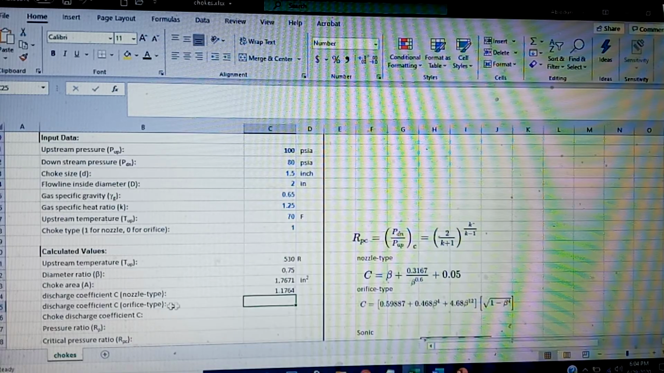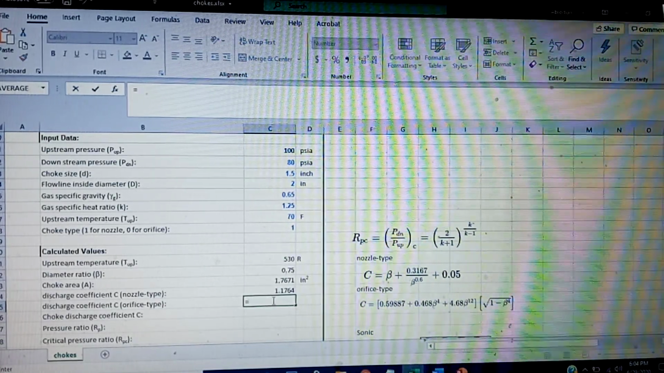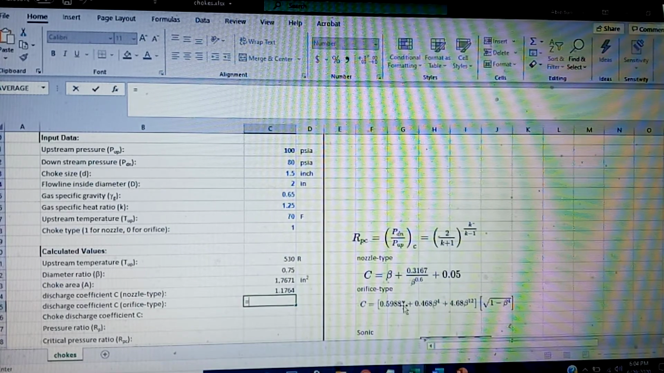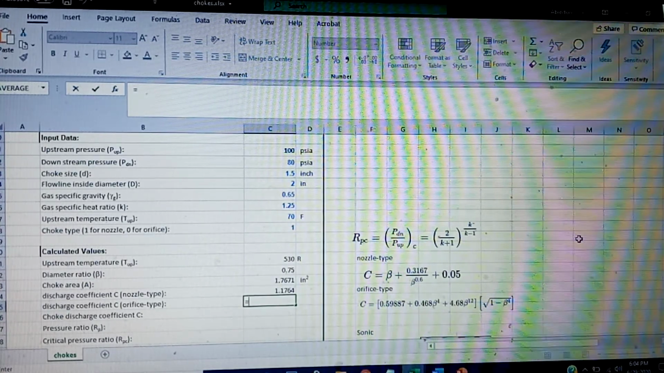If I have orifice type, then I have to type the equation there, equals. The equation for orifice type is this. Now you see you have a bracket multiplied by another bracket. So I have to start with a bracket, equals.